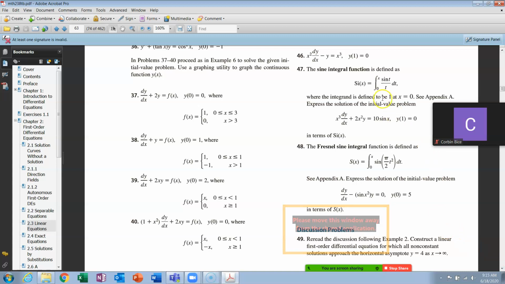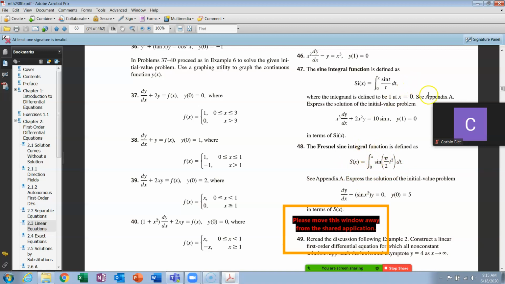They give you what it is. Then they give you a differential equation. I'm almost guaranteed it's going to use it, similar to what we did in that last example. And then they give you the Fresnel sine integral function.